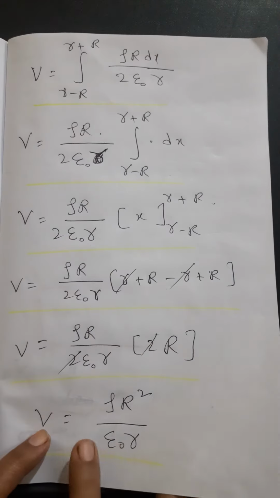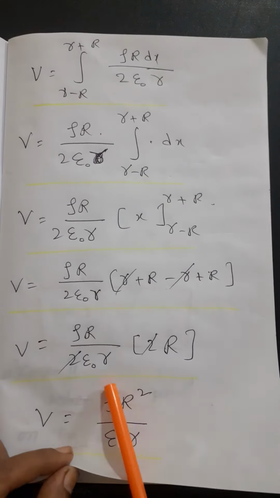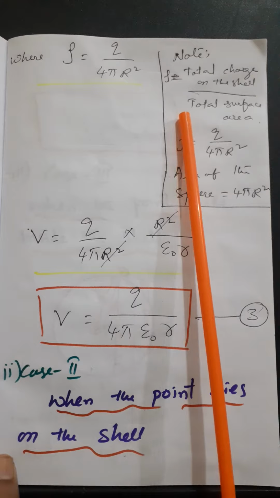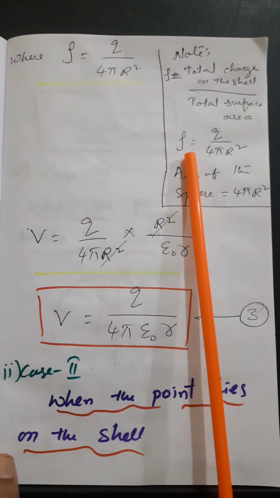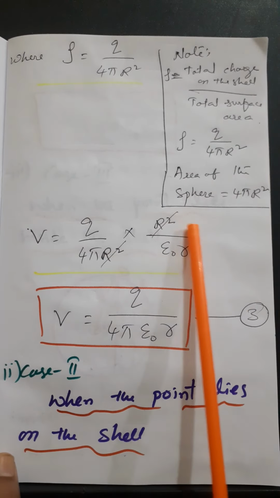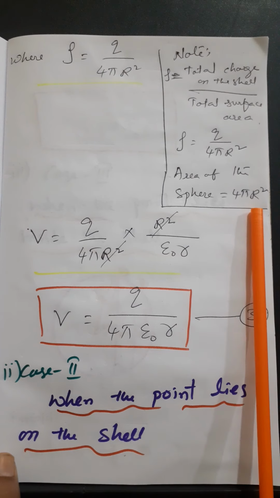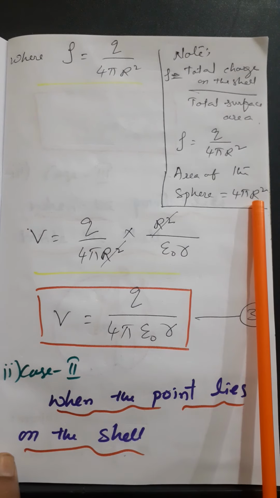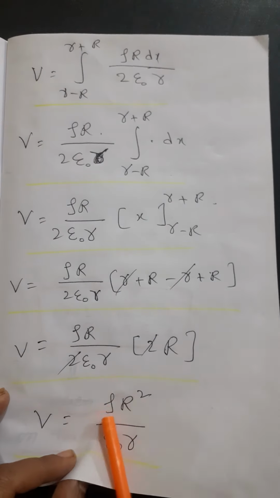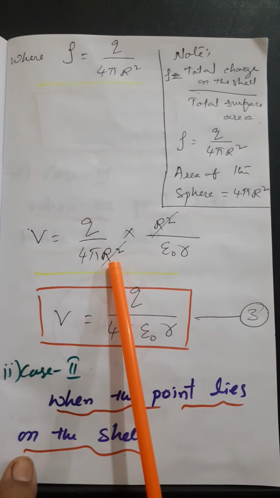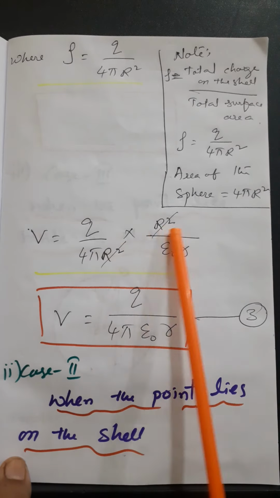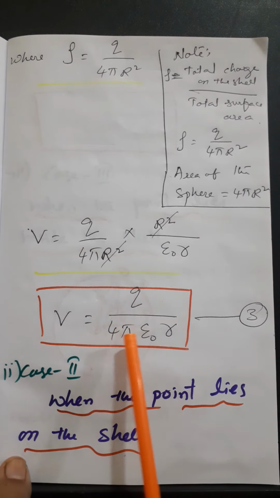Now we have to calculate the value of rho. Rho is nothing but the total charge on the shell divided by the total surface area. Here the total charge will be q, and the surface area, this is a sphere, so the area of the sphere is 4 pi r square, that is 4 pi capital letter R square. Substituting the value of rho into this equation, it becomes q by 4 pi R square into r square by epsilon naught R. So r square gets cancelled, then V is equal to q by 4 pi epsilon naught R.